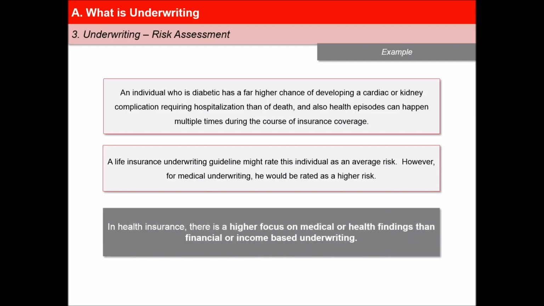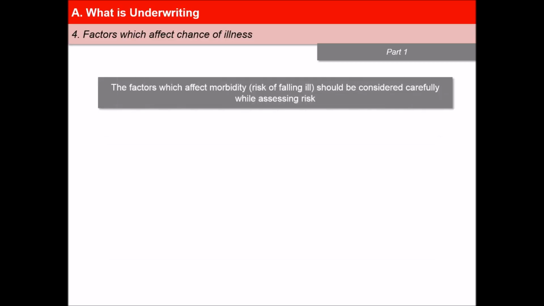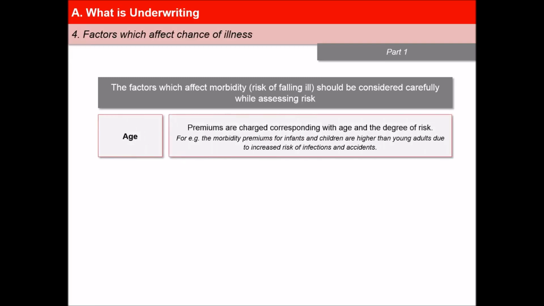In health insurance, there is higher focus on the medical or health findings than the financial or income-based underwriting. The factors which affect morbidity or risk of falling ill, and that should be considered carefully while assessing risk, are as follows. First, age. Premiums are charged corresponding with age and the degree of risk. For example, the morbidity premiums for infants and children are higher than young adults due to increased risk of infections and accidents.